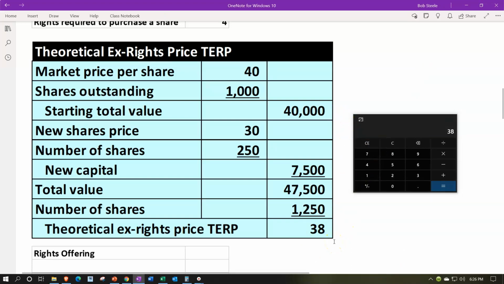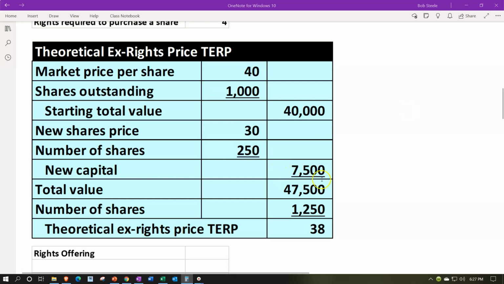That's what we would expect, given that we're assuming these 250 shares are issued at $30, which is less than the market value. That results in the theoretical value of the stock after this is all said and done being $38 in this case instead of $40. So you can think about all the impacts this would have on the existing stockholder if they were to exercise their rights and purchase the new shares, or if they were to try to sell the rights if they could at some point.